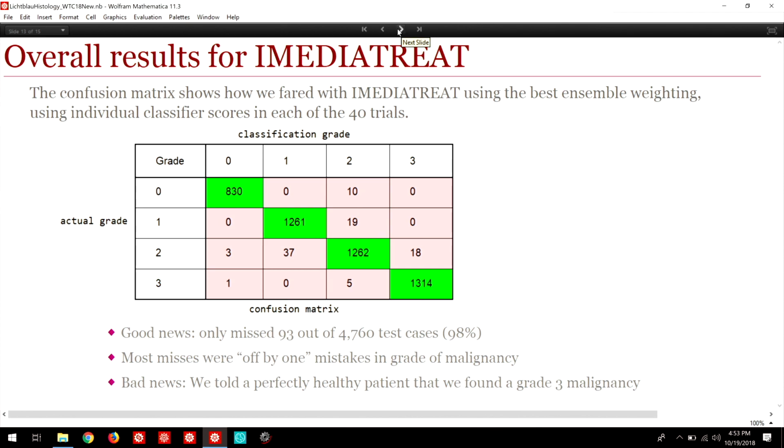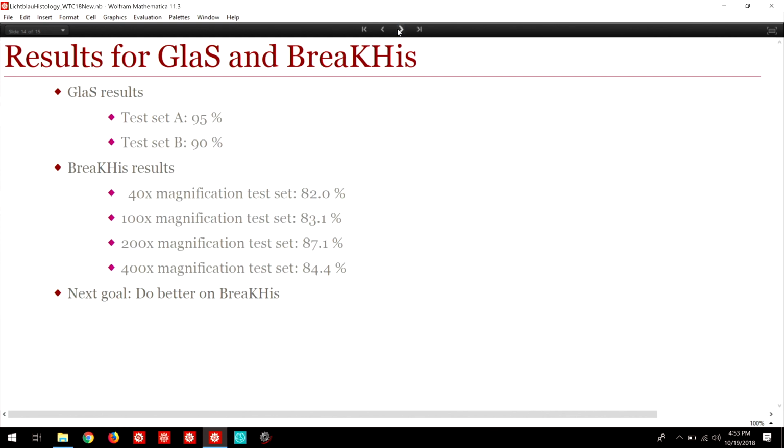Okay, so here's the results. Gosh, did I show the results for ImmediaTreat? I didn't. I skipped right over. Okay, so the results are we get 98% correct on this four-way classification.